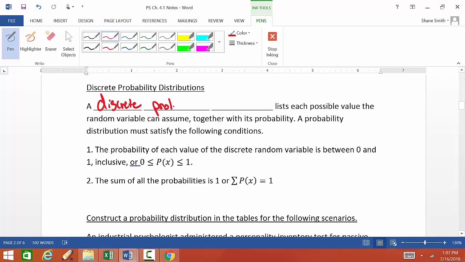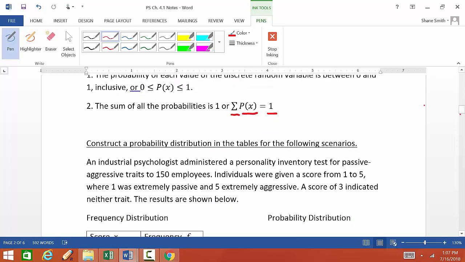So a discrete probability distribution lists each possible value the random variable can assume together with its probability. And a probability distribution must satisfy the following conditions. The first condition you should be familiar with: a probability has to be between 0 and 1, including 0 or 1. But the second condition is probably new to you: if you add all of the probabilities together, you get 1. So every time you add all the probabilities together, you get 1.